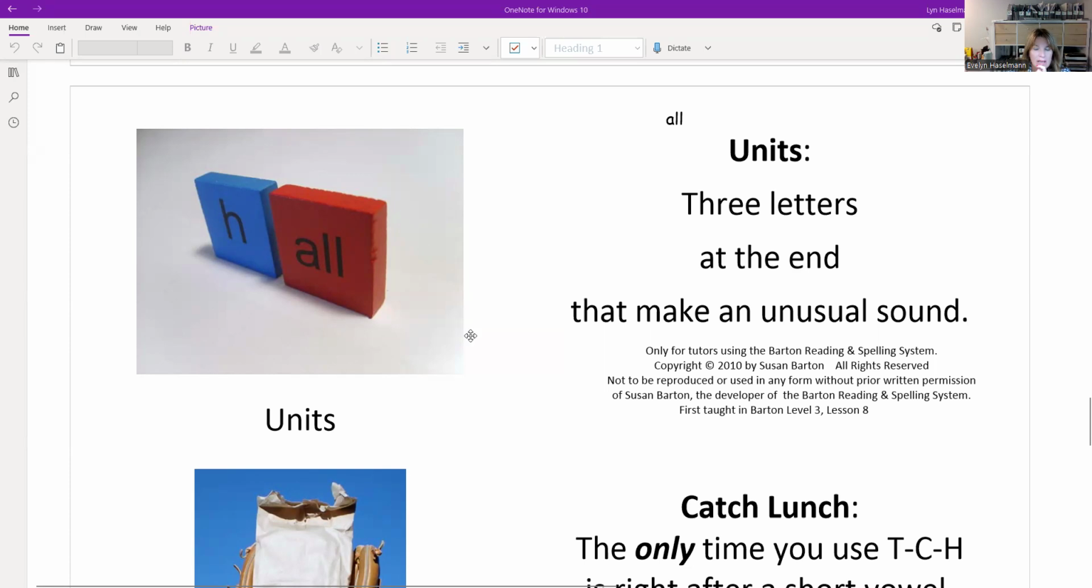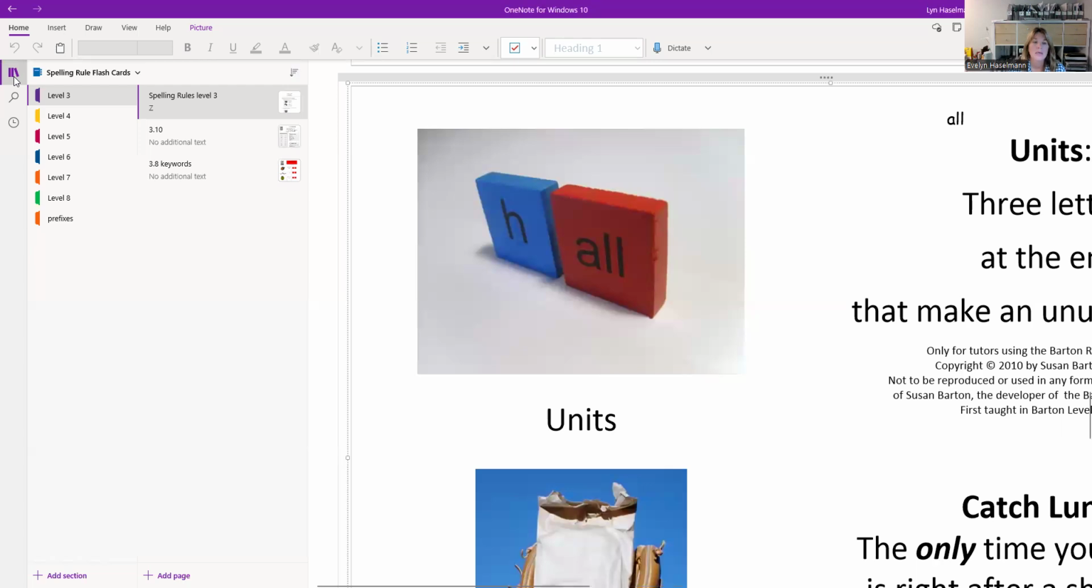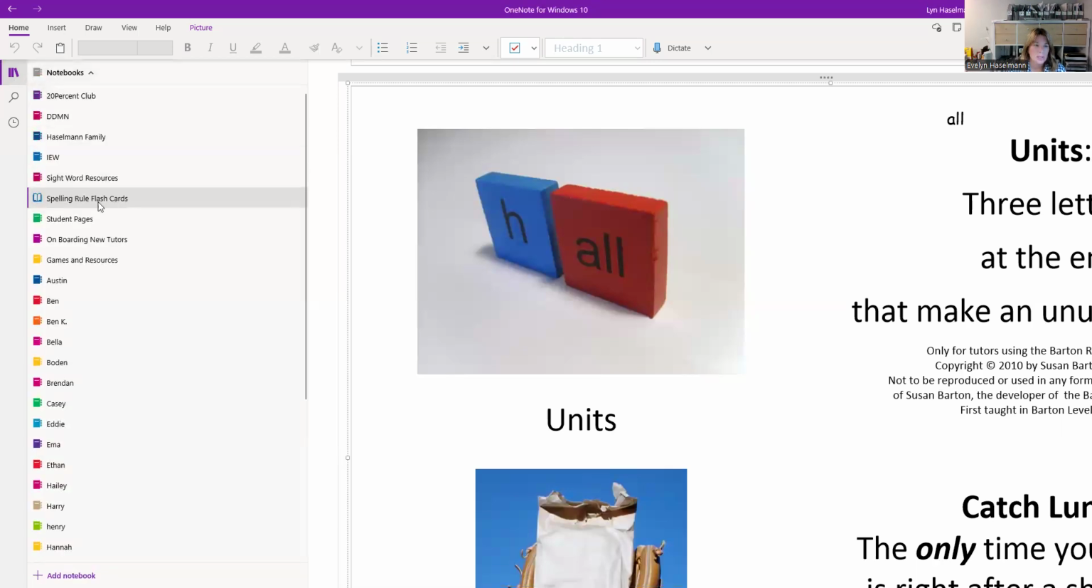Barton level 3, lesson 11. This is the last lesson in all of level 3. We focused on units today, more units, which are these red tiles, and they come together to make an unusual sound. That's why we put them on a tile like that. It's not the normal sound you would expect to hear. Let's get into the extra practice pages.